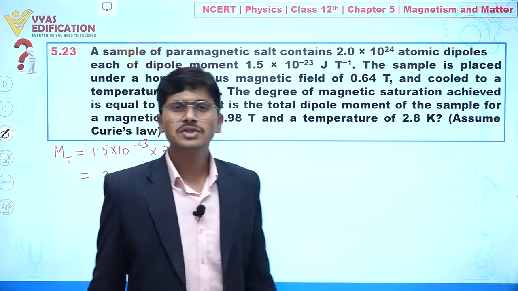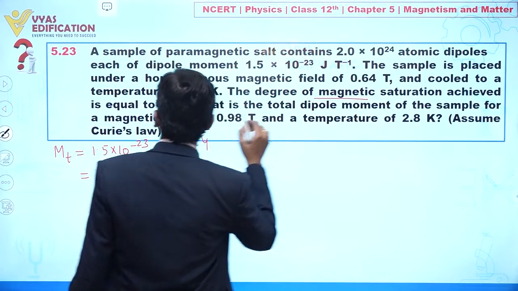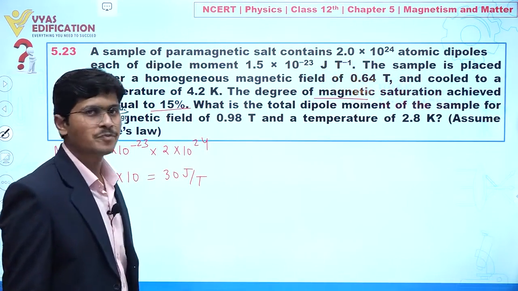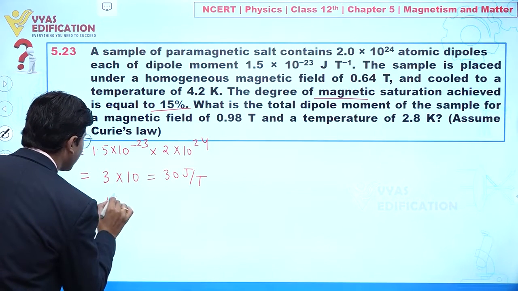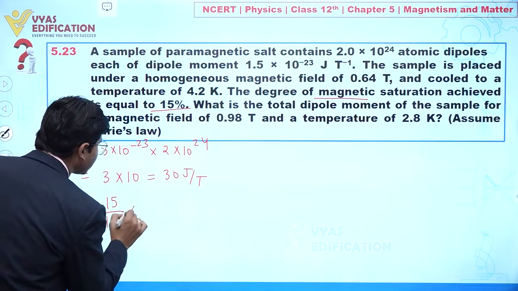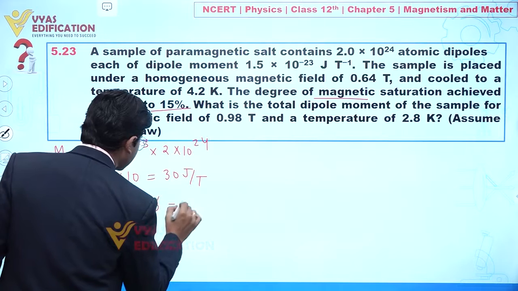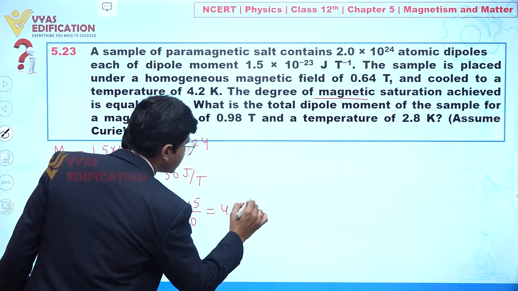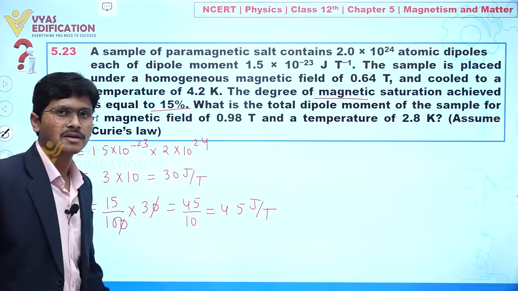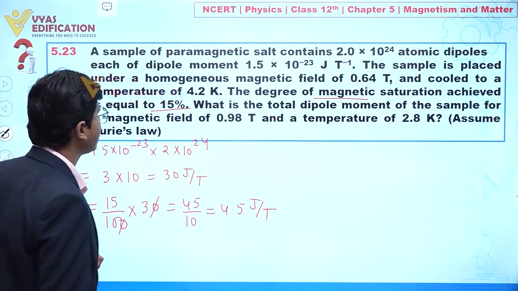But in this question it is given here that the degree of magnetic saturation achieved is only 15%. So what is actual magnetic moment? Actual magnetic moment is 15%. So I can say this is 15 by 100 and multiplied with 30. This one and this one cancelled out. So 45 by 10. So I can say this is 4.5 joule per Tesla. Clear? 4.5 joule per Tesla. Clear? This is the value of M1 we are having.